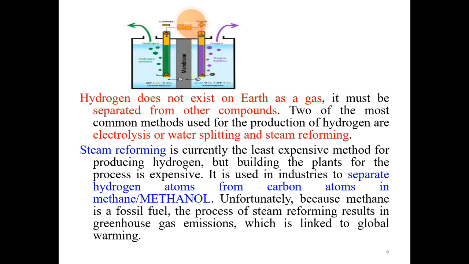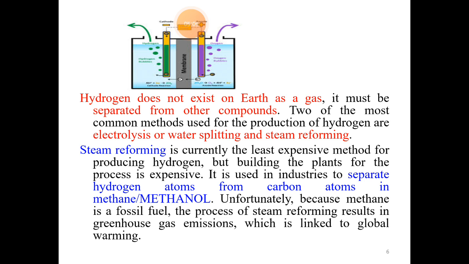There are two methods used for the production of hydrogen. One is the electrolysis of hydrogen from the water, that is water splitting. The second one is steam reforming. First we will understand steam reforming. It is currently the least expensive method for the production of hydrogen. But building the plants for the process of steam reforming is very expensive. It is used to separate hydrogen atoms from the carbon atoms in methane, methanol, etc.